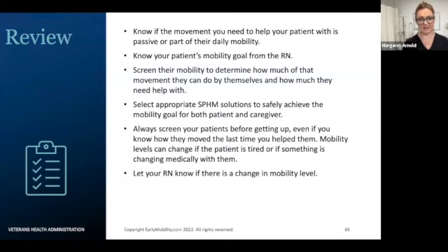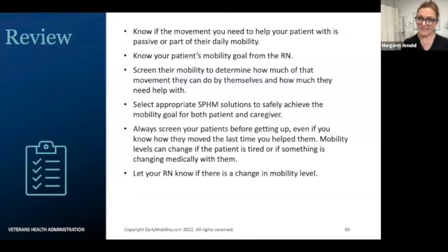So let's review. Know if the movement you need to help your patient with is passive or part of their active daily mobility. Secondly, know your patient's mobility goal from your charge nurse or from your medical provider team. Screen the mobility to determine how much of that movement they can do by themselves and how much they need help with. Select the appropriate equipment to safely achieve the mobility goal for both the patient and the caregiver.